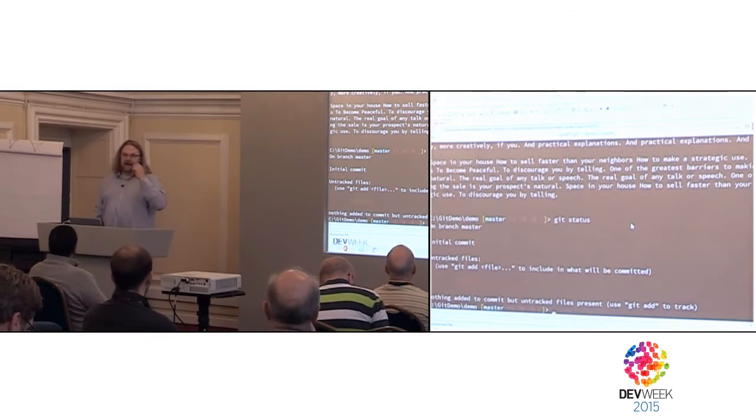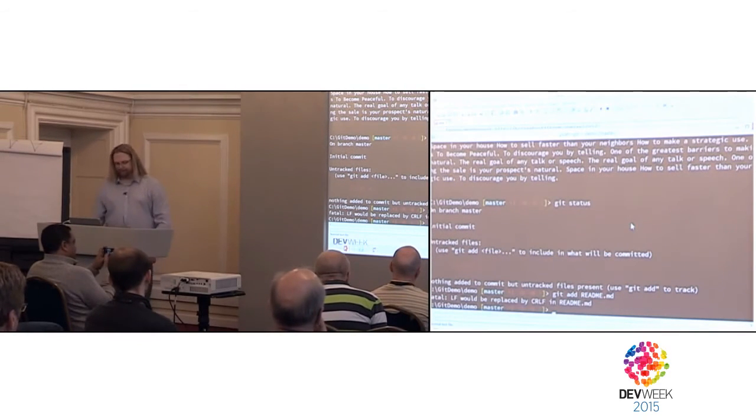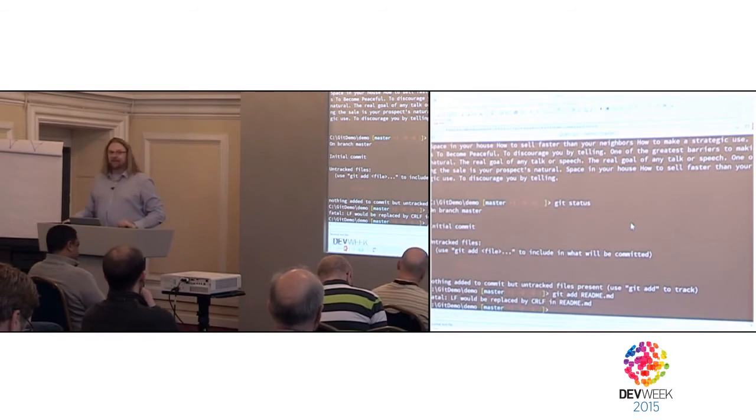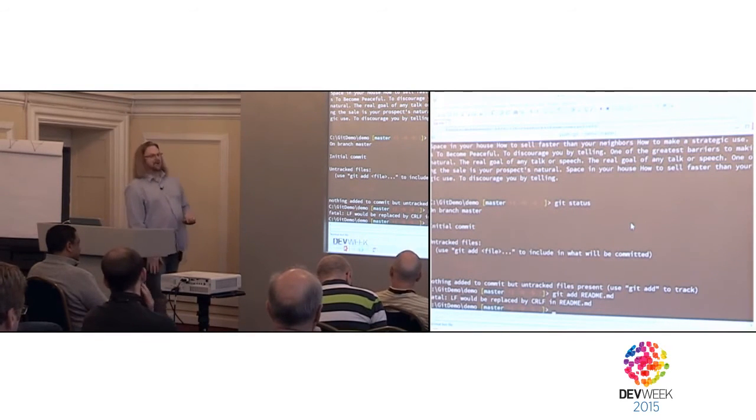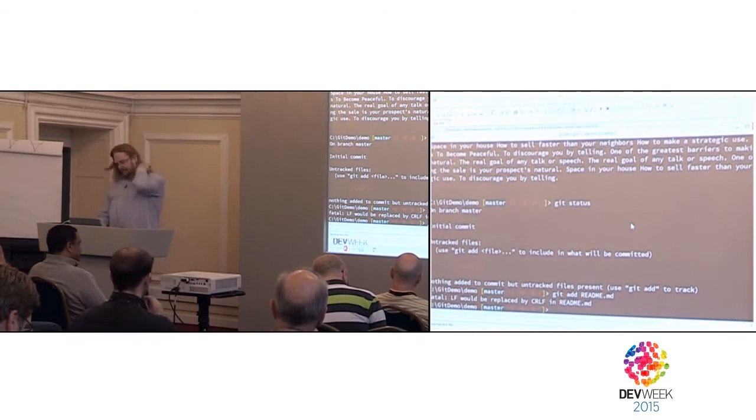So what I'm going to do is add this file to my staging area. I'm going to do that with git add readme.md. Now, LF will be replaced by CRLF in readme.md. I will come on to this. This is something that bites a lot of people. For now, just accept that that's okay. And what I'm going to do is git commit with a message, and that message is going to be add readme.